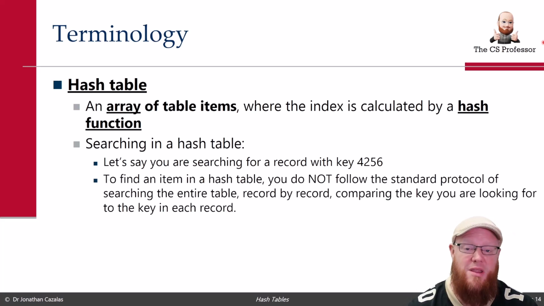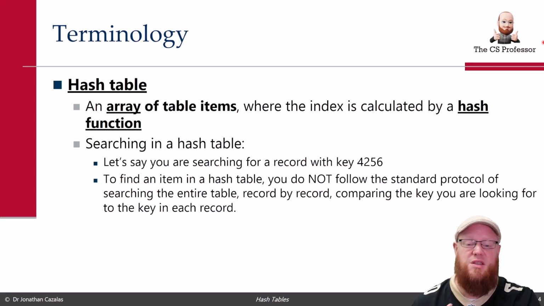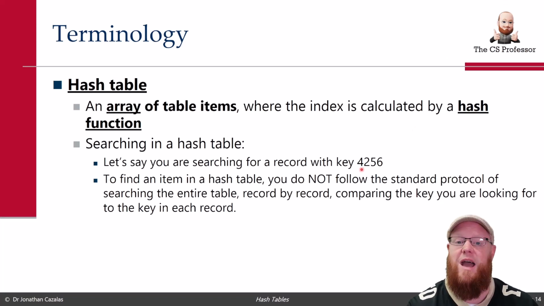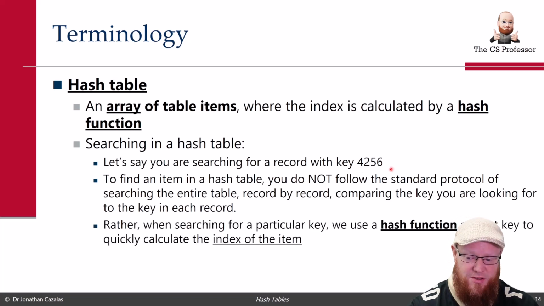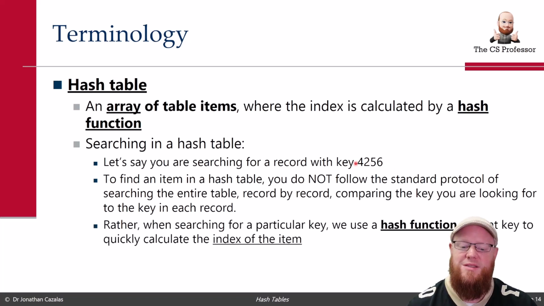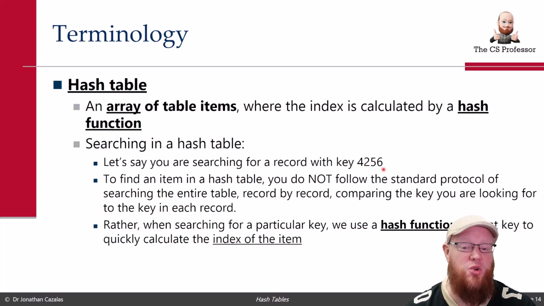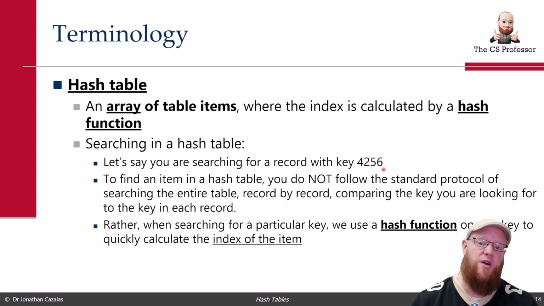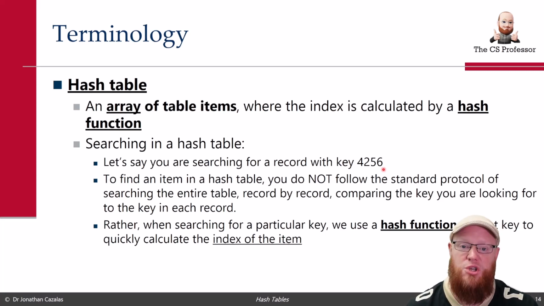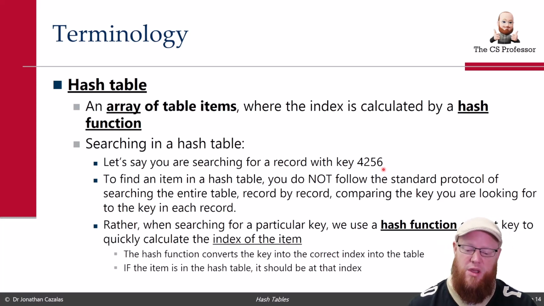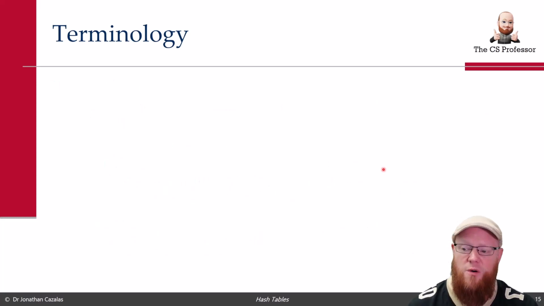To find an item in the hash table, we do not use that standard protocol of searching the entire hash table from index 0 to the end, nor will we go directly to index 4256. Rather, we're going to take this key 4256 and insert it into a hash function. That hash function is going to spit out a smaller version of that key, let's say 37. And then we're going to go to index 37 and hope to find the person that we are looking for. This is the overall idea.